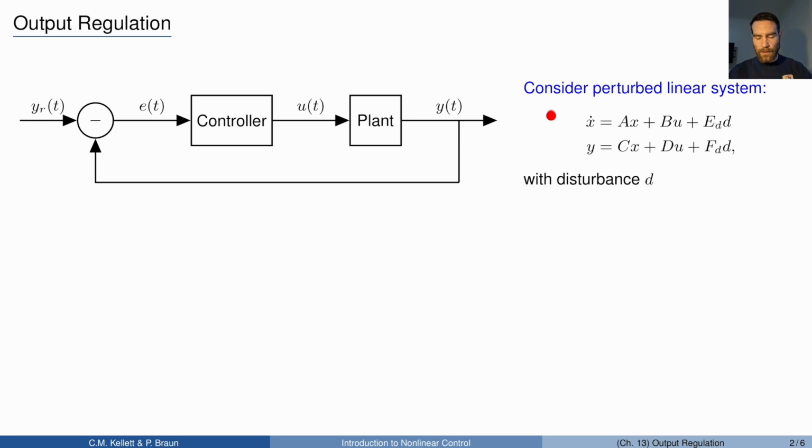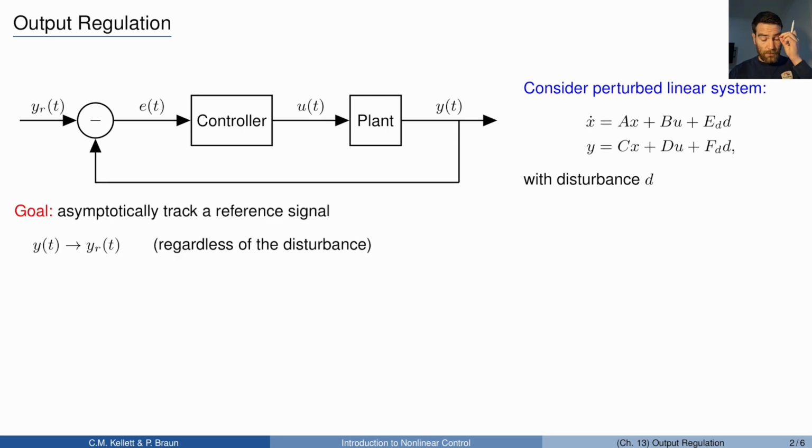And we start with the dynamics shown here on the right, linear dynamics depending on the state, input U, and disturbance D, and similarly the output Y depends on the state, the input, and the disturbance. And here the goal is to achieve asymptotic reference tracking, meaning we want to achieve that y of t is converging asymptotically to yr, and that should work regardless of the disturbance signal d here.